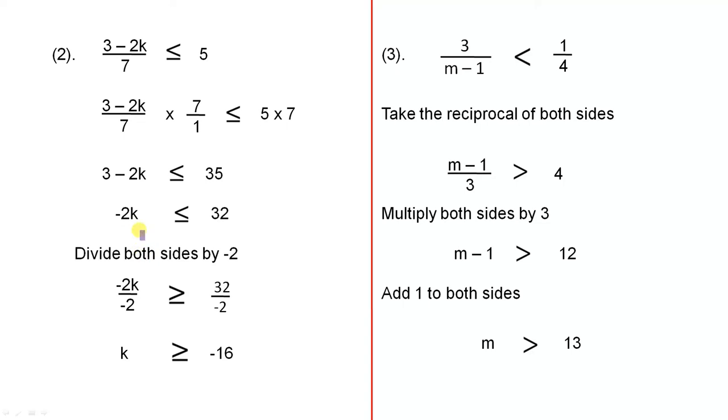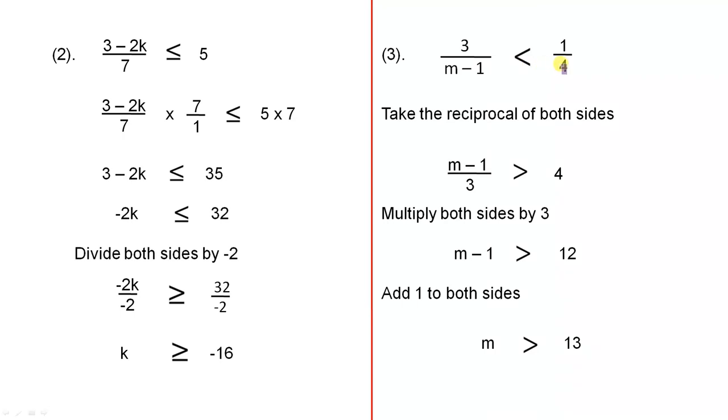Now, since we have to remove this negative 2 here, we divide both sides by negative 2. Now remember, we are now dividing both sides by a negative number, so you reverse the sign. And that's all it means, you just turn it the other way. The negative 2's cancel, which gives you k is greater than or equal to minus 16, because that simplifies to minus 16. Now let's have a look what happens when we take the reciprocal of both sides.